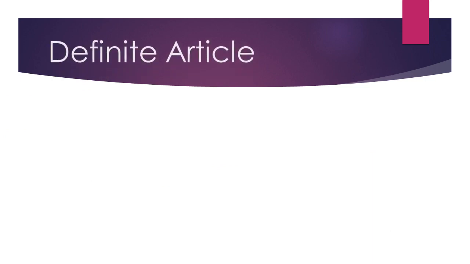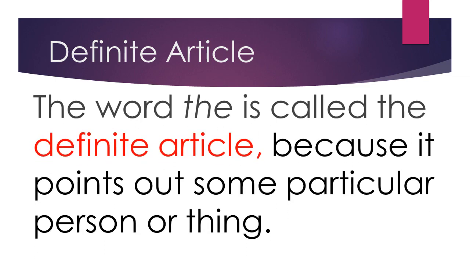Now we will begin with the definite article. This is our today's topic that I am going to explain to you in depth. The word "the" is called the definite article because it points out some particular person or thing. It specifies both singular and plural nouns, and nouns pronounced with a consonant sound and nouns pronounced with a vowel sound.